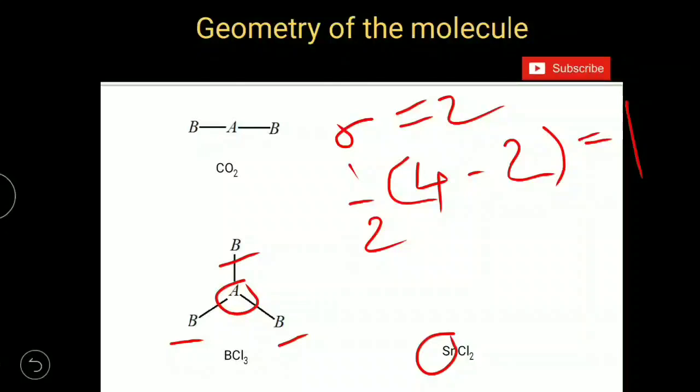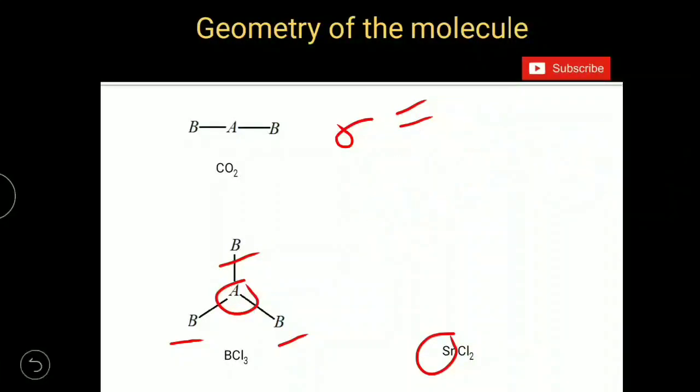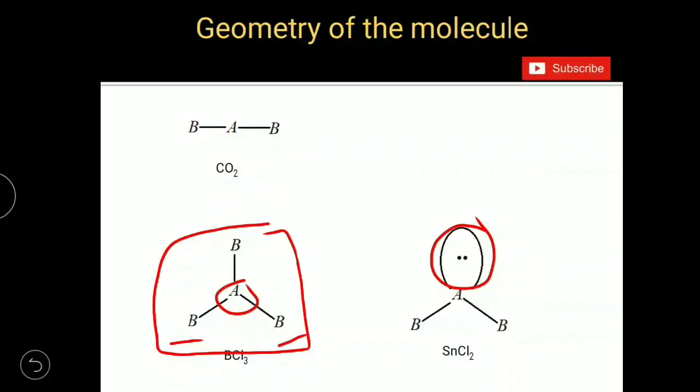So overall steric number is equal to 2 plus 1, 3, but you got 1 lone pair. So the shape of stannous chloride will be angular. So in place of 1 bond pair you are getting a lone pair here. Otherwise this shape would be trigonal planar, but instead of 1 bond pair you got a lone pair. That's why the shape has become angular.